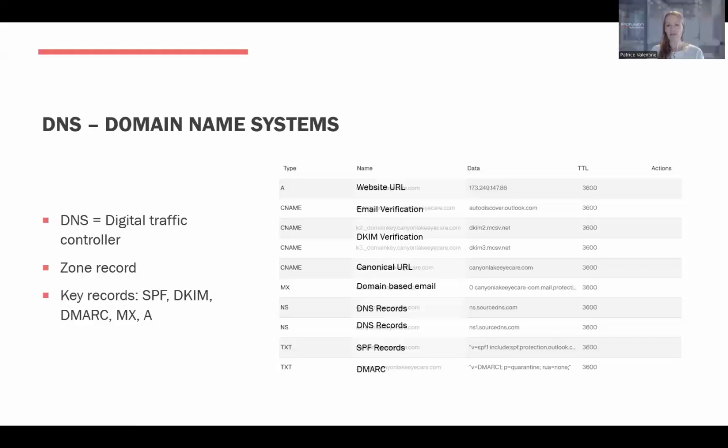This actually tells me, if this was a potential client, that this client hosts with Outlook. So they have a Microsoft account that is typically hosting their email. Then it shows me the CNAME record for DKIM, and we'll talk a little bit about what DKIM is here in a second.